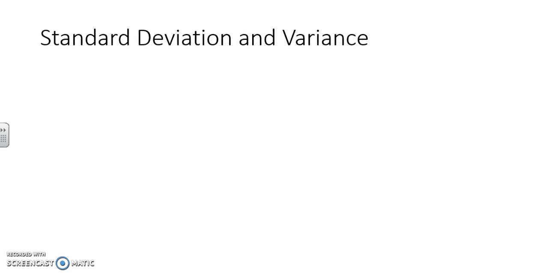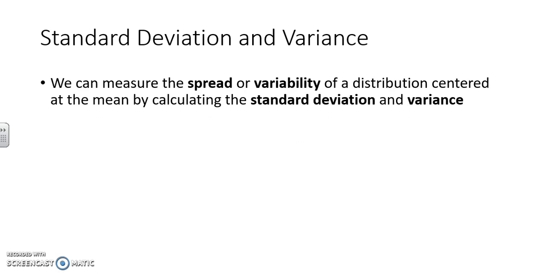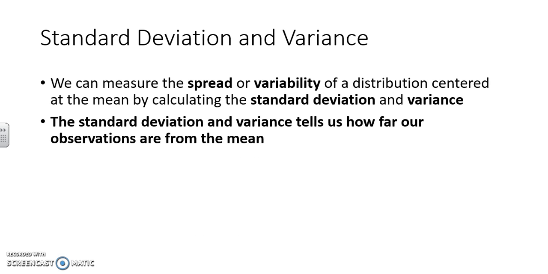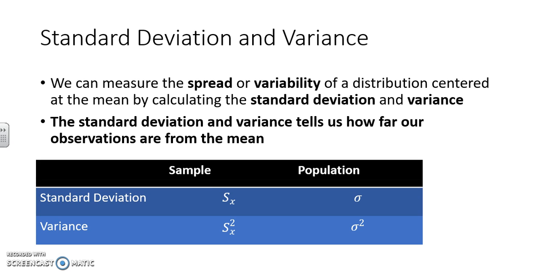The mean is a measure of center. However, we can also measure variability with our standard deviation and variance. Now, these terms are related directly to the mean. The standard deviation and variance tell us how far our observations are from the mean. We've got to get into what this actually means.